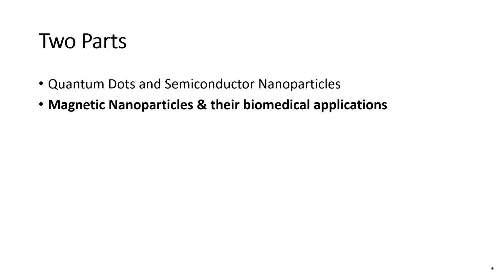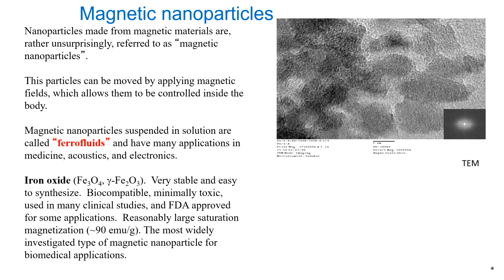So now we'll go to the second part of this, which is magnetic nanoparticles and their biomedical applications. Magnetic nanoparticles are nanoparticles made of magnetic material, and these particles can be moved by applying a magnetic field. So you can use some external field to move the particles inside the body also, or in any system where you want to use them.